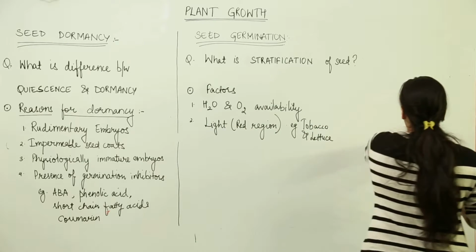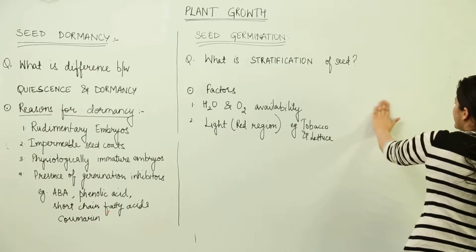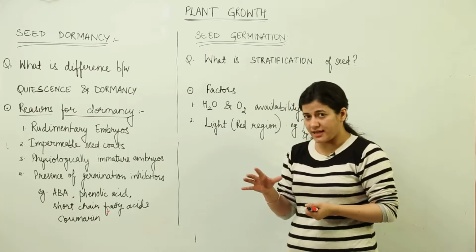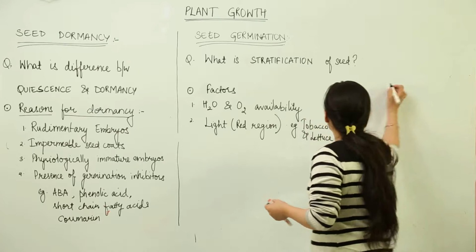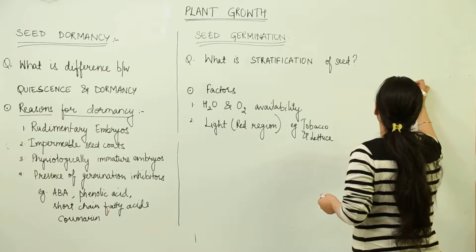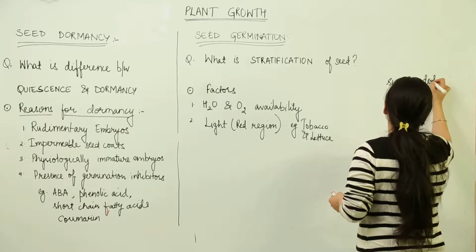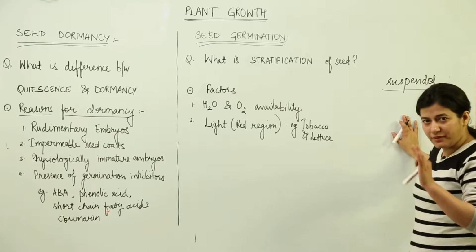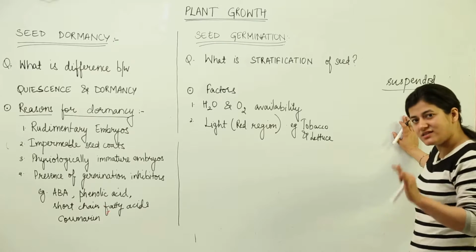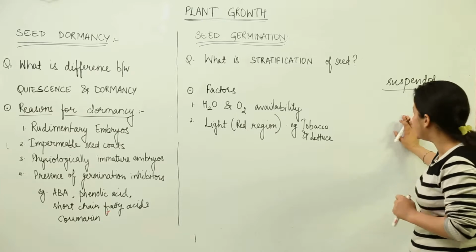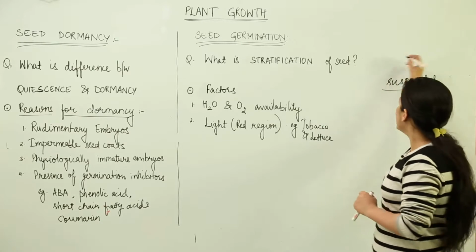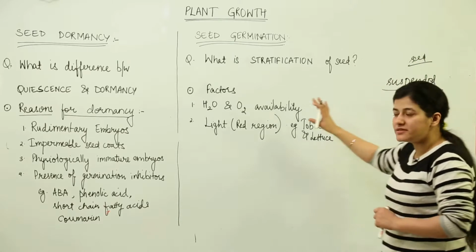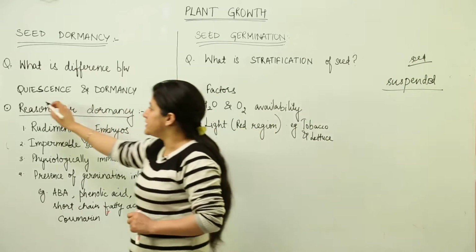So first of all, you need to understand that every plant spends some stage in the suspended stage. When I say suspended stage, I mean to say that plant growth has stopped. There is a stage of suspended growth inside the plant, and that is seen inside the seed. Once the seed has been formed, it enters into the stage of quiescence.